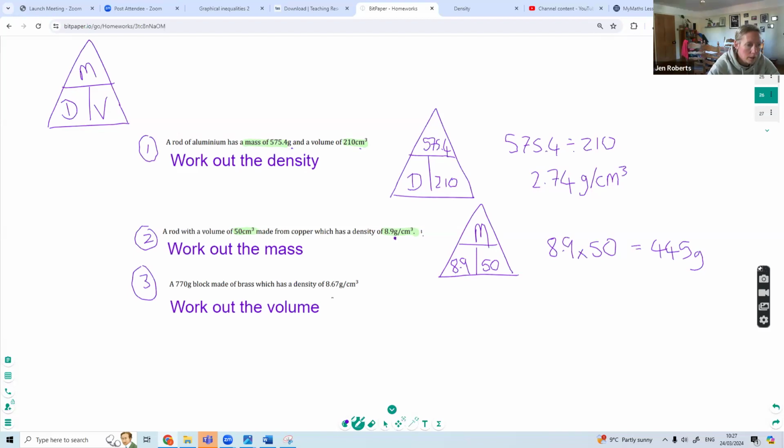A 770 gram block made of brass has a density of 8.67 grams per centimeter cubed. Work out the volume. These are unknown. Density here, mass here. One's above the other, so we're going to divide. 770 divided by 8.67 gives you 88.8. The volume part of our density unit is centimeters cubed, so it's centimeters cubed.